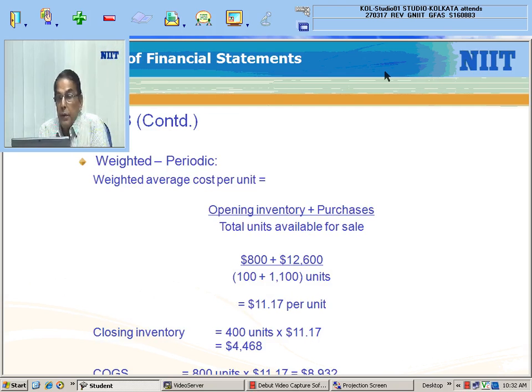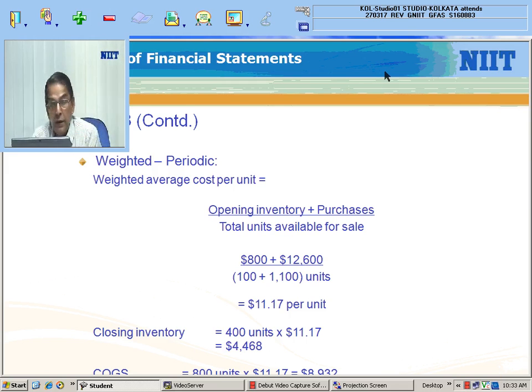Now we will go to the same example using the weighted average cost. Under the periodic inventory system, if you use the weighted average cost method, how does it work out? Opening inventory plus purchases divided by total units available for sale. That is how we calculate the average cost.